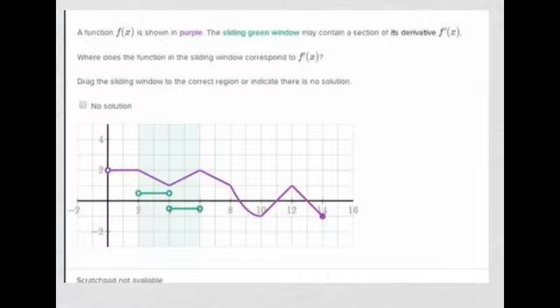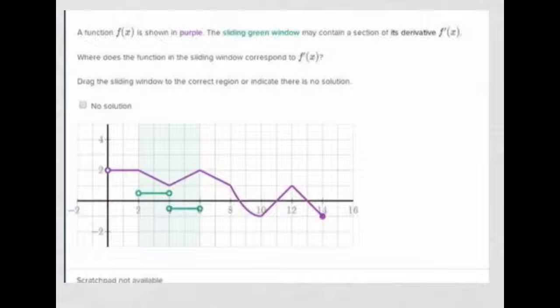So first, because it's the original, I think about the slope, and then I graph the slope as a y value for the derivative. So here, between x equals 0 and x equals 2, the slope is 0. So that means to graph the derivative, I make a y value of 0.